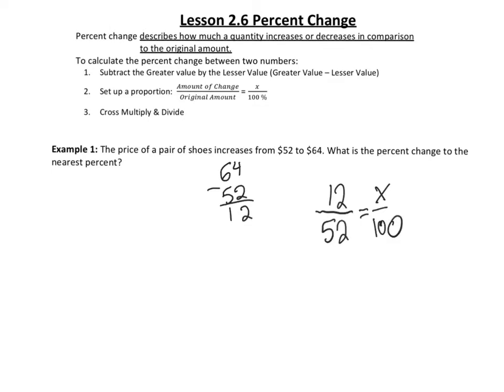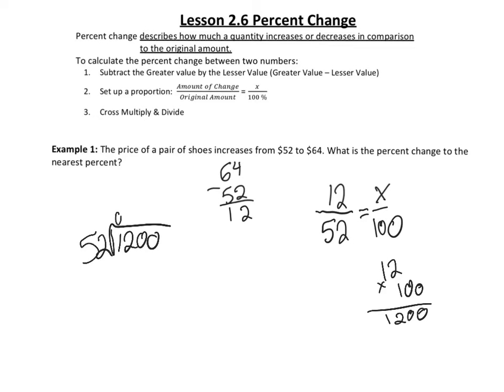Now we need to cross multiply. So we do 100 times by 12. We always cross multiply across. So we do 12 times 100. And we get 1,200. Now the last step is to divide. So we do top in, 1,200 divided by the bottom, which is 52.